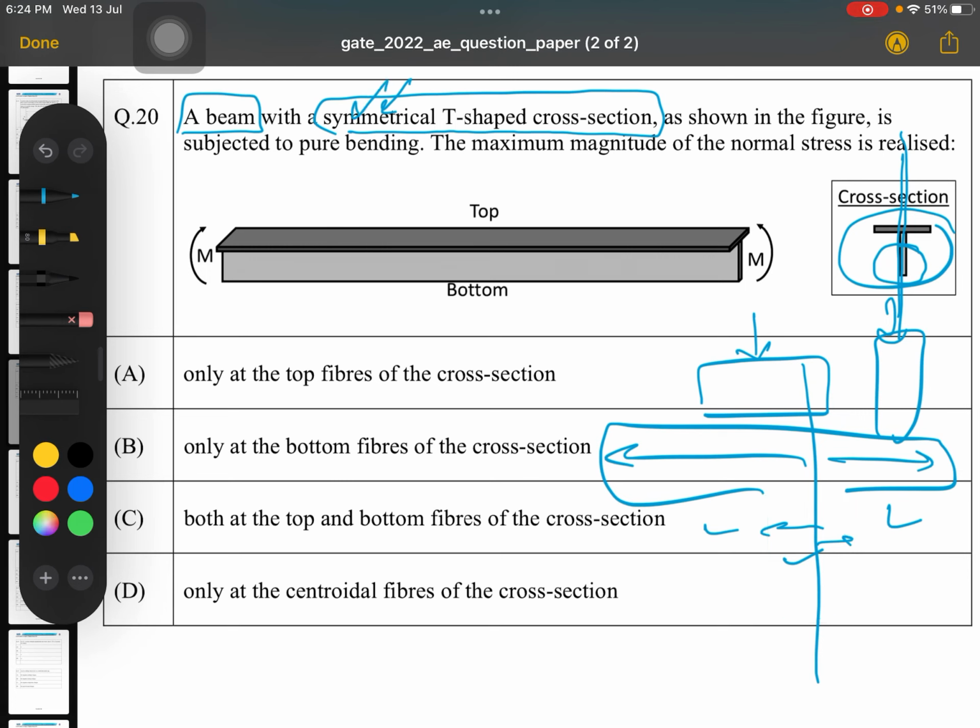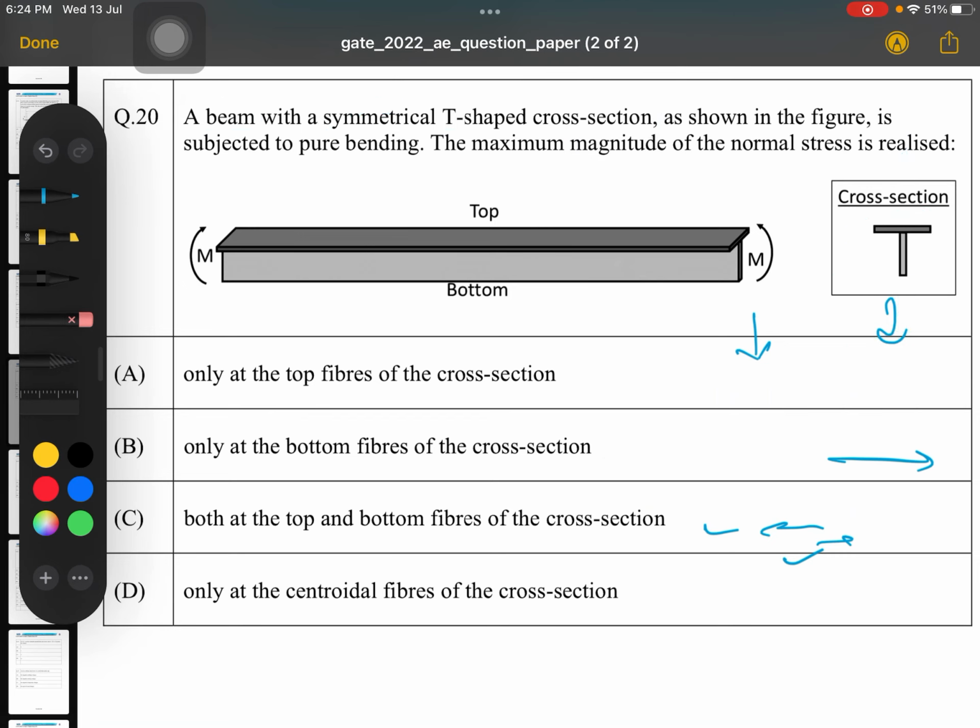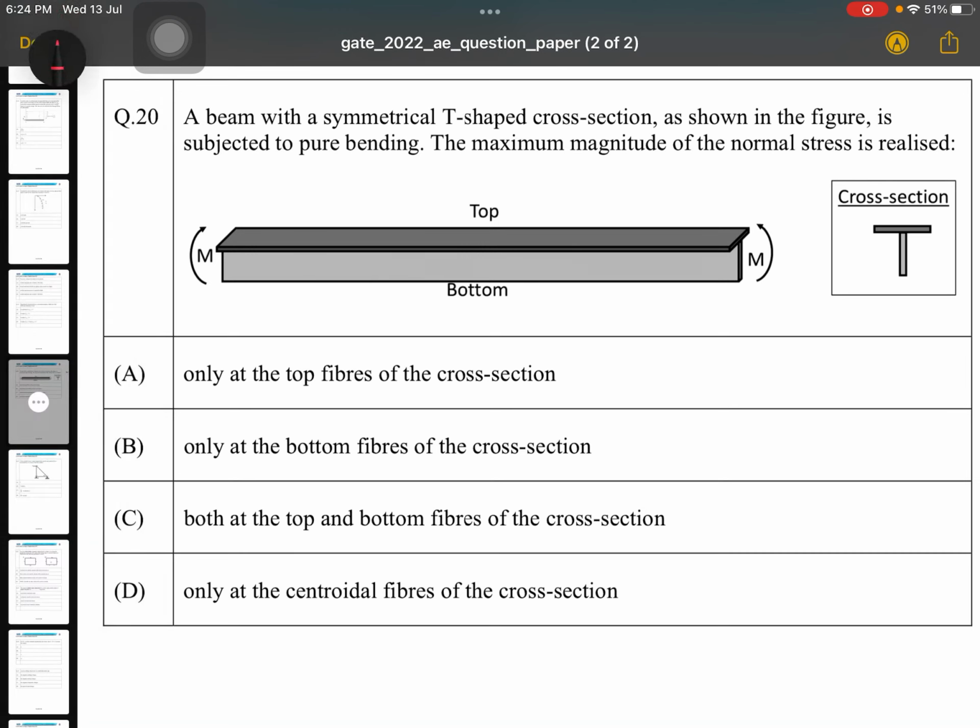Okay, now go to some other words. Now see guys, everything is very important. You need to have complete focus when you are solving a GATE problem, otherwise you will make mistakes. As shown in the figure, okay, the figure is fine, and it is subjected to pure bending. If you have not done pure bending, then you should not solve this problem now. Go and learn pure bending first. Now the maximum magnitude of the normal stress is realized.